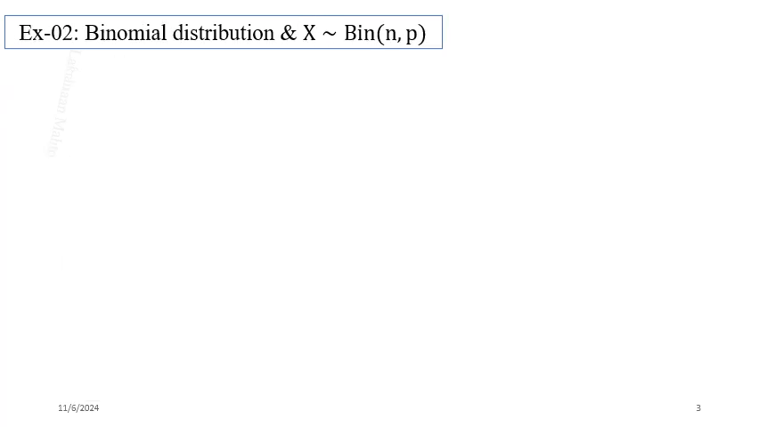Now the second discrete random variable is the binomial random variable, and the corresponding distribution we call the binomial distribution.